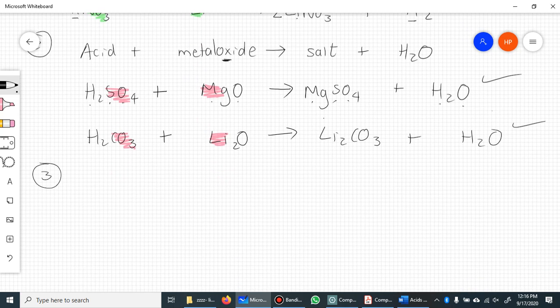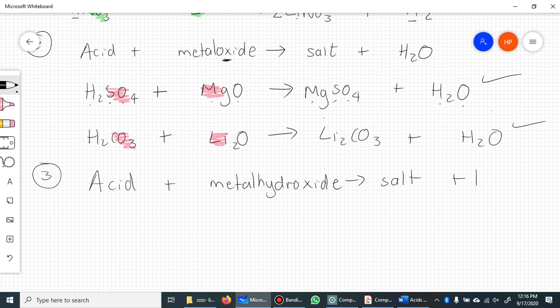Rule 3 says that an acid plus a metal hydroxide gives you a salt. And this is actually not difficult because it gives you exactly the same products as the previous rule, so it's not difficult to memorize. So let's use phosphoric acid, which is H3PO4, one of your weak acids, plus magnesium hydroxide.